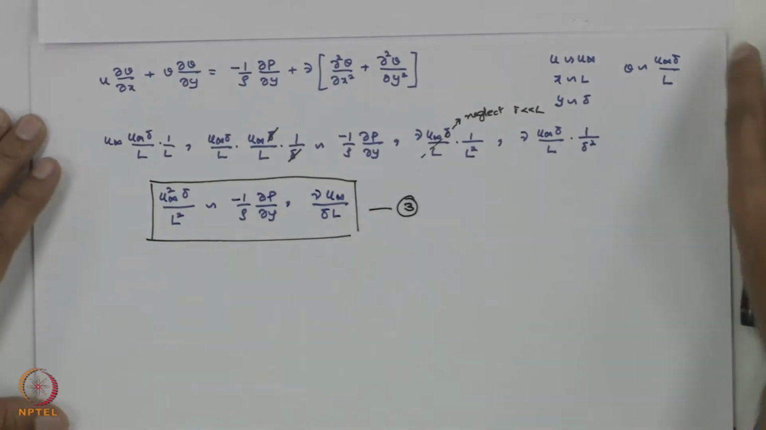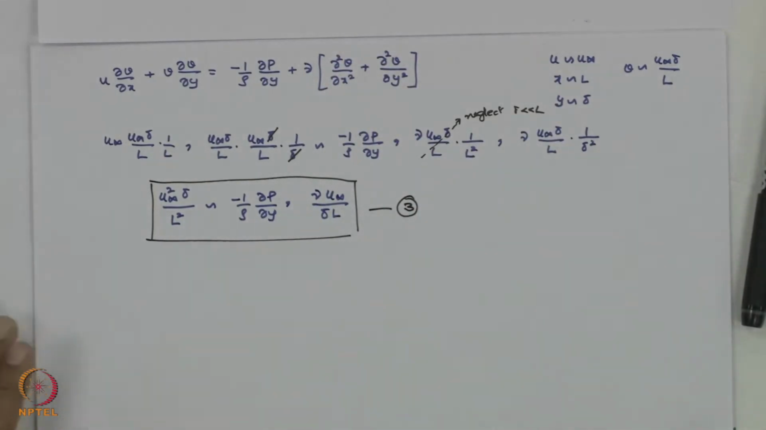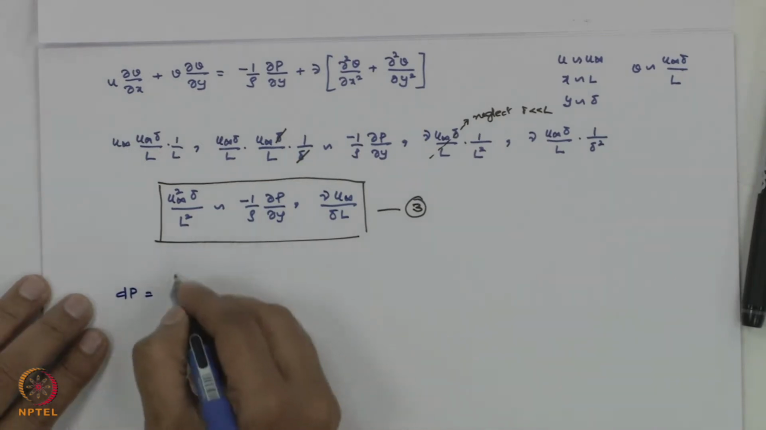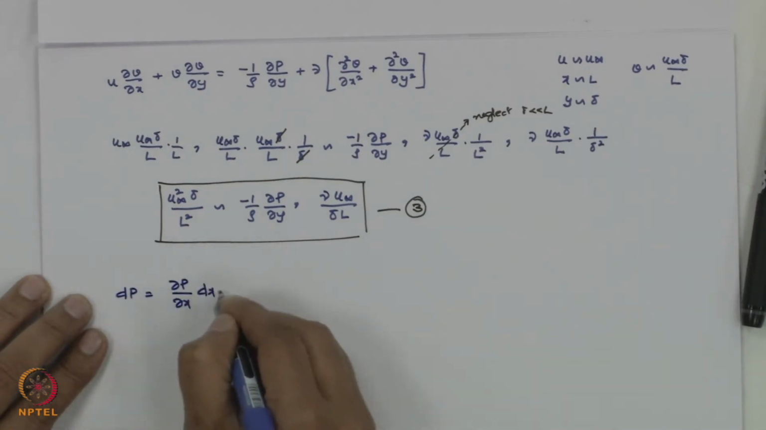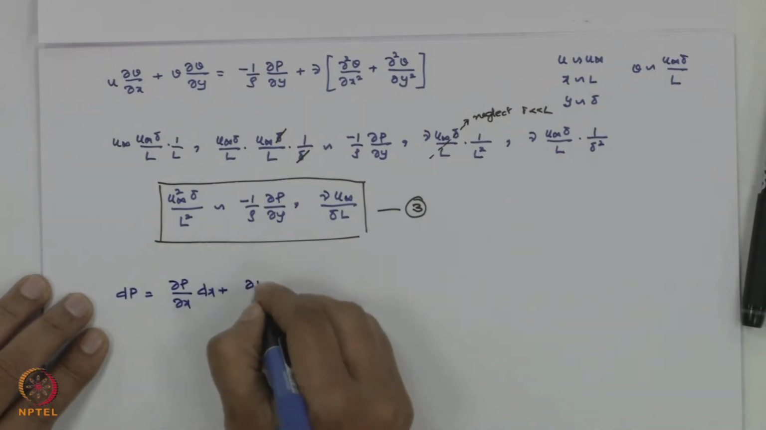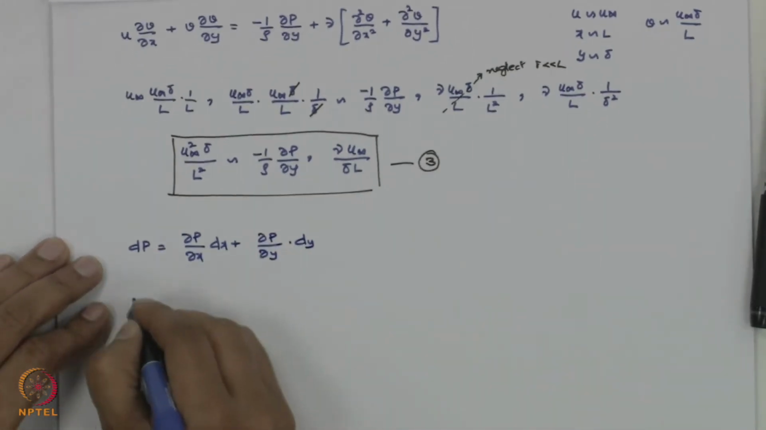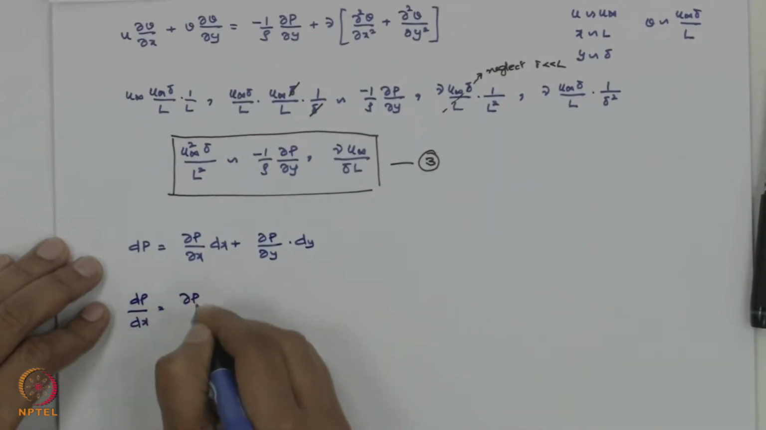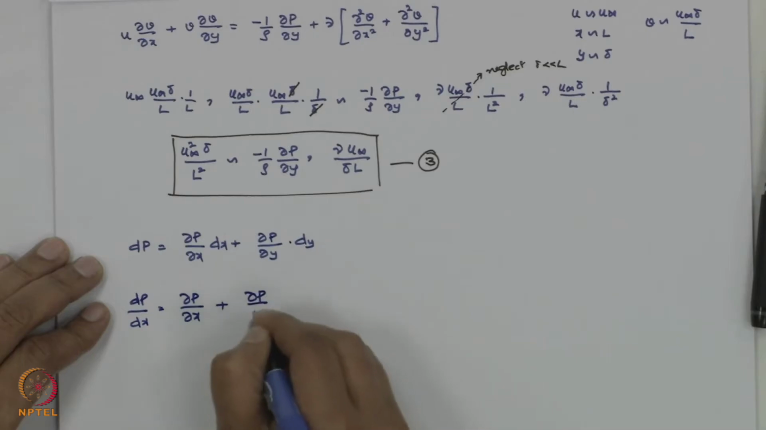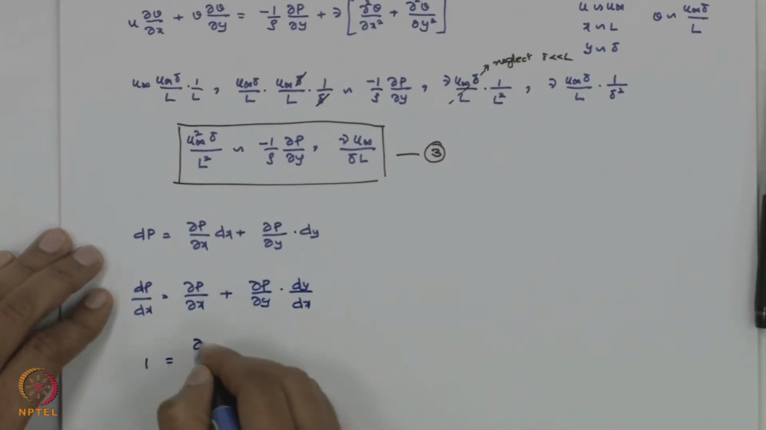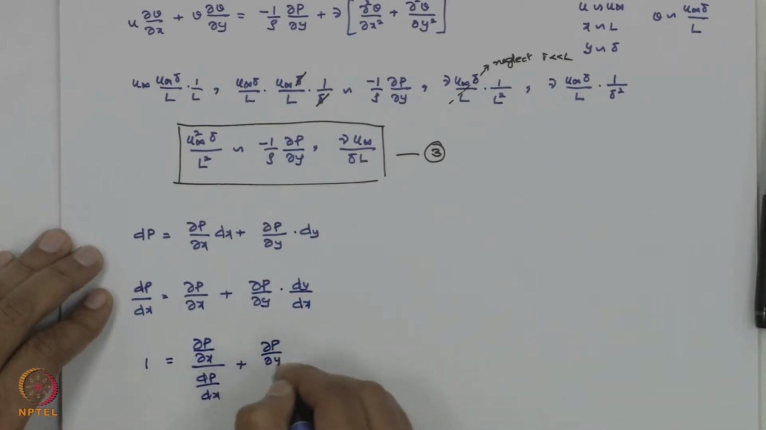Now, we had kept del P by del Y and del P by del X as they are. Let us see what will happen. We know that pressure is a function of X and Y. So, from the partial derivative definition, we can write dP equal to del P by del X into dx plus del P by del Y into dy. Now, let me divide this by dx. So, I get dP by dx equal to del P by del X plus del P by del Y into dy by dx. Now, let me divide throughout by dP by dx: 1 equal to del P by del X upon dP by dx plus del P by del Y into dy by dx upon dP by dx.